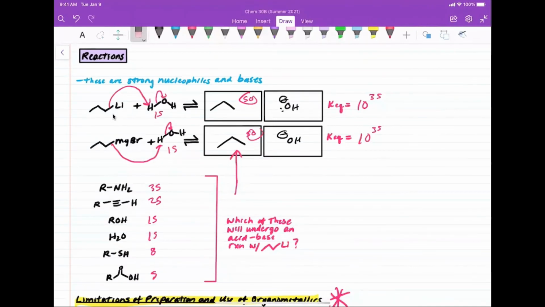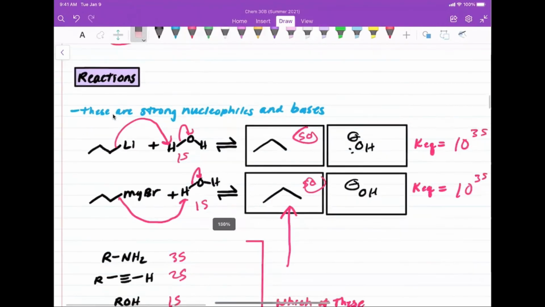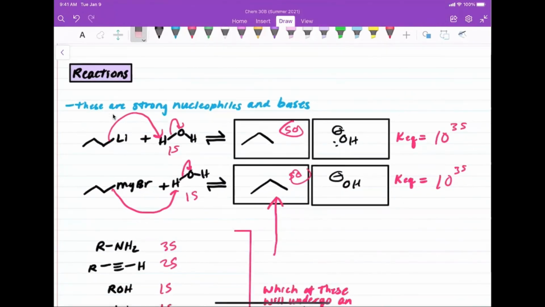So you may want an acid-base reaction to occur. But something you have to be mindful of, so if you want to make an organometallic that you can react with an epoxide or react with an alkyl halide or react with something else to form a new carbon-carbon bond, you want to make sure there are no acidic protons around.